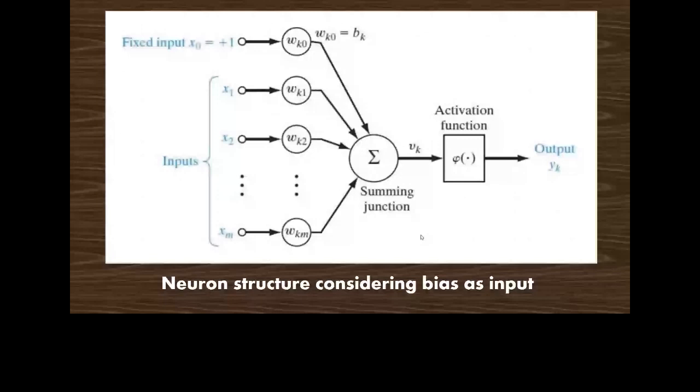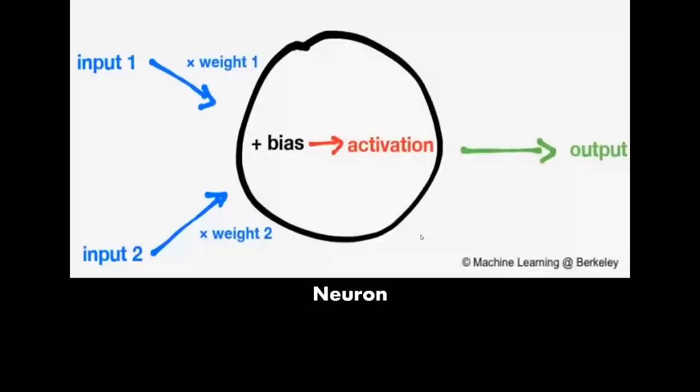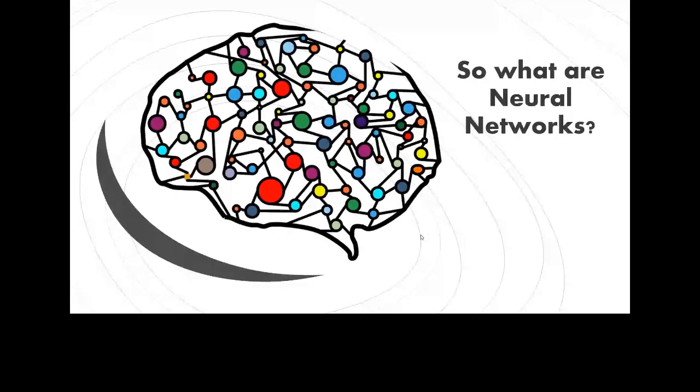Okay, so moving on. Basically, this is what a neuron does. You have inputs, you have the weights, you're multiplying, then adding the bias, then putting in the activation function and giving the output. Okay, so let's move on. You have seen what neurons are, or basically what a neuron does. So now what are neural networks?